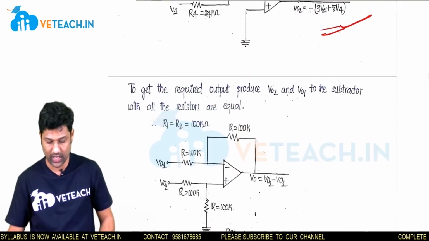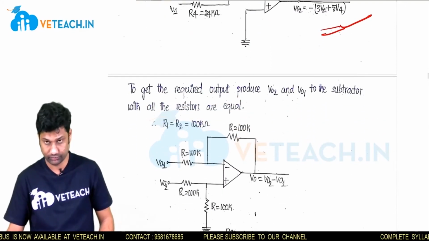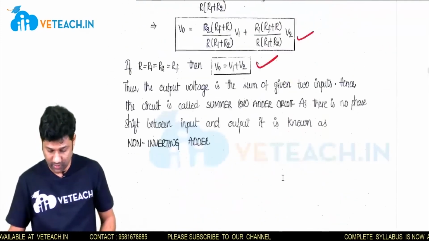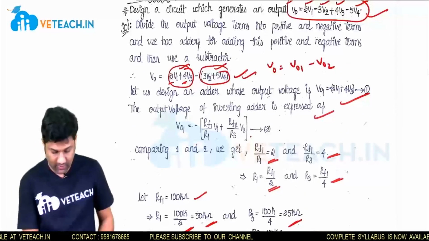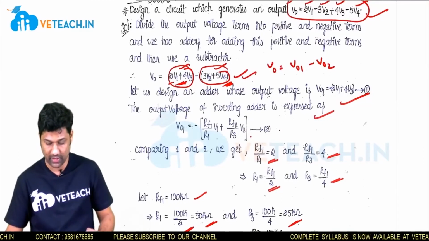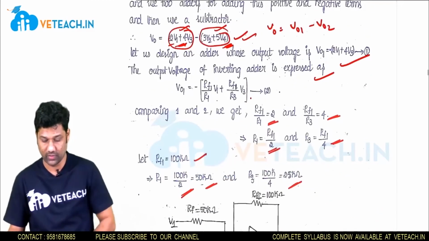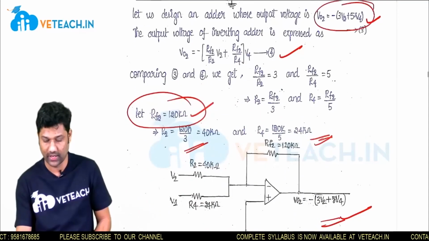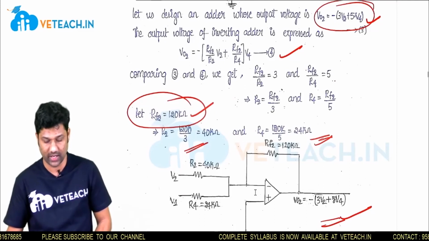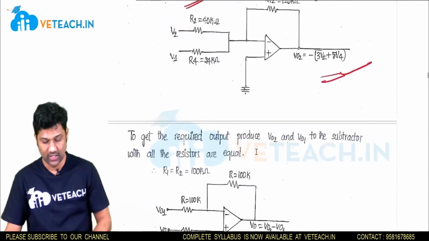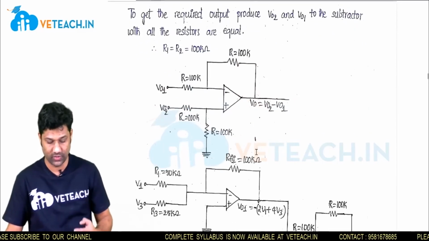Now to get the required output voltage, we have to use a subtractor, because V01. At the starting stage we have seen that V01 is a positive voltage and V02 is a negative voltage. But we have derived V01 as a negative output of an inverting adder, and for V02 also we have used an inverting adder. So for both cases we use an inverting adder, and the phase shift of V01 should be changed. So to change the phase shift of V01, we use a subtractor.